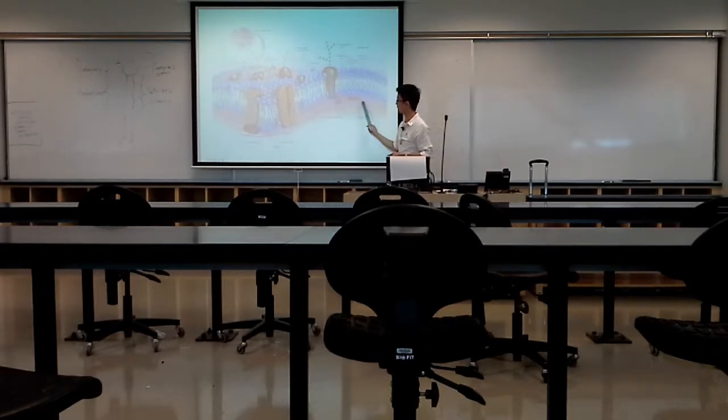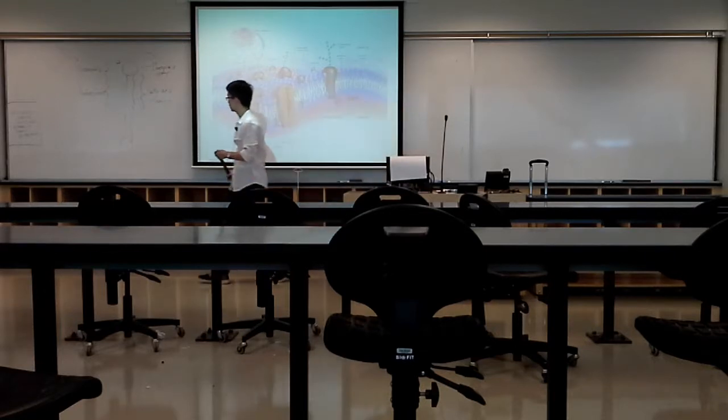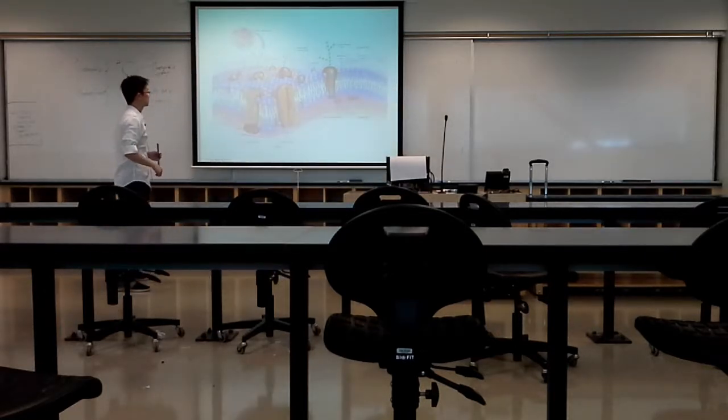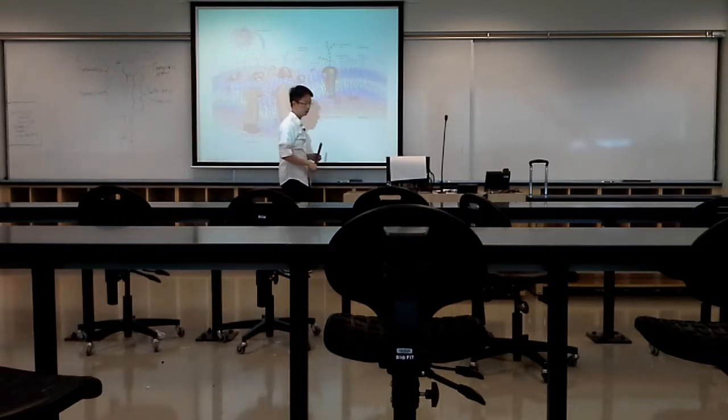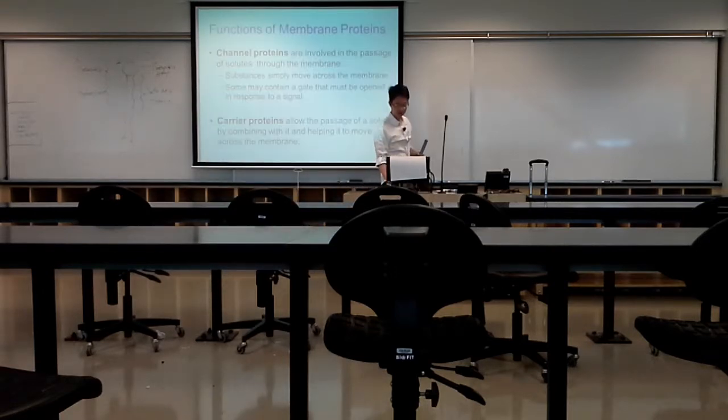And then inside the cell, in the cytoplasm, we have these filaments, the cytoskeleton, attached to the inside of the cell membrane. The cytoskeleton is to maintain the shape of the cell, and also it helps the movement of the organelles inside the cell, and also it helps the transportation of vesicles inside the cell.